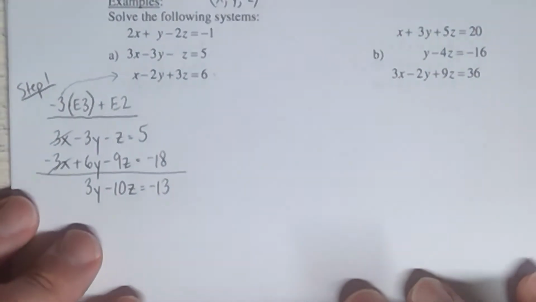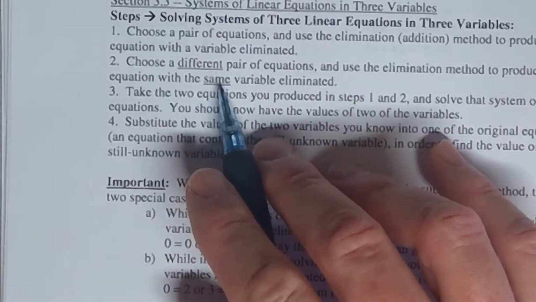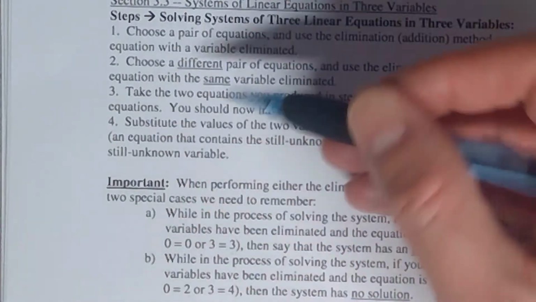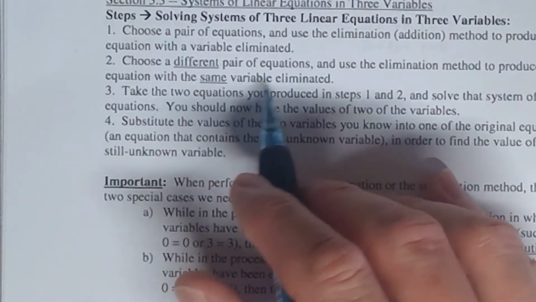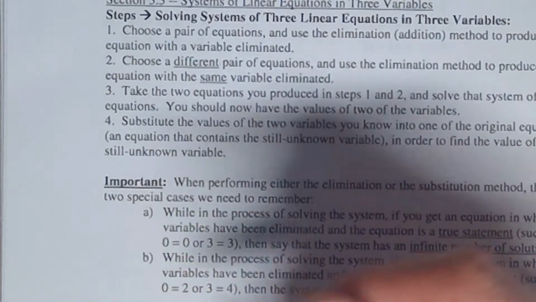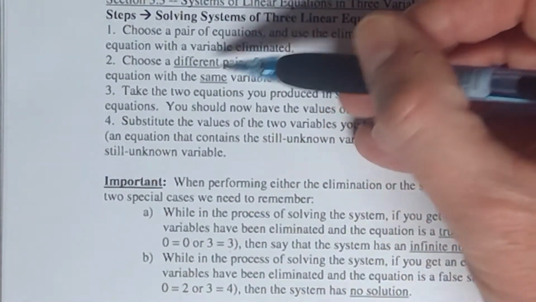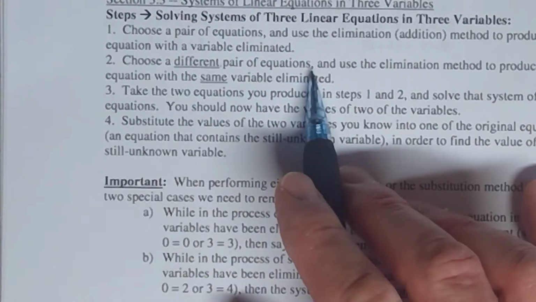Step 2. This is very important that you observe the 2 words that I underline here. Again, the problem will get totally messed up if you don't keep track of these 2 words right here. It says choose a different pair. You cannot choose the same pair. Okay, so since I chose the second and third equation in the first step, I either need to choose the first and the second or the first and the third. You just can't do the second and the third again. So choose a different pair.